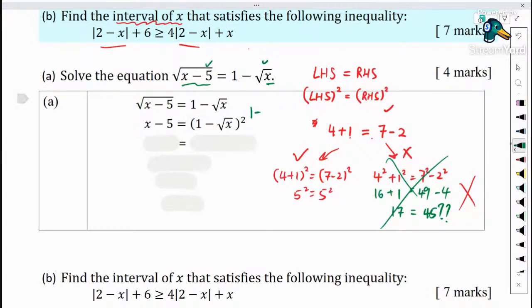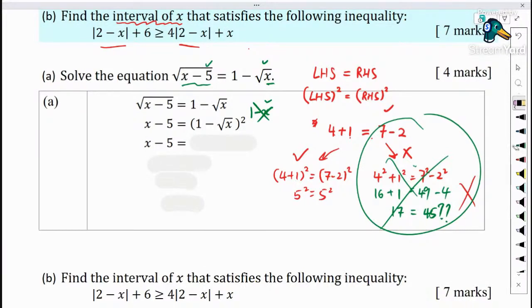Be aware, this one is wrong. Because if you just do 1 minus x, that means you are using this wrong concept. Now, the left hand side terms are still maintained the same.